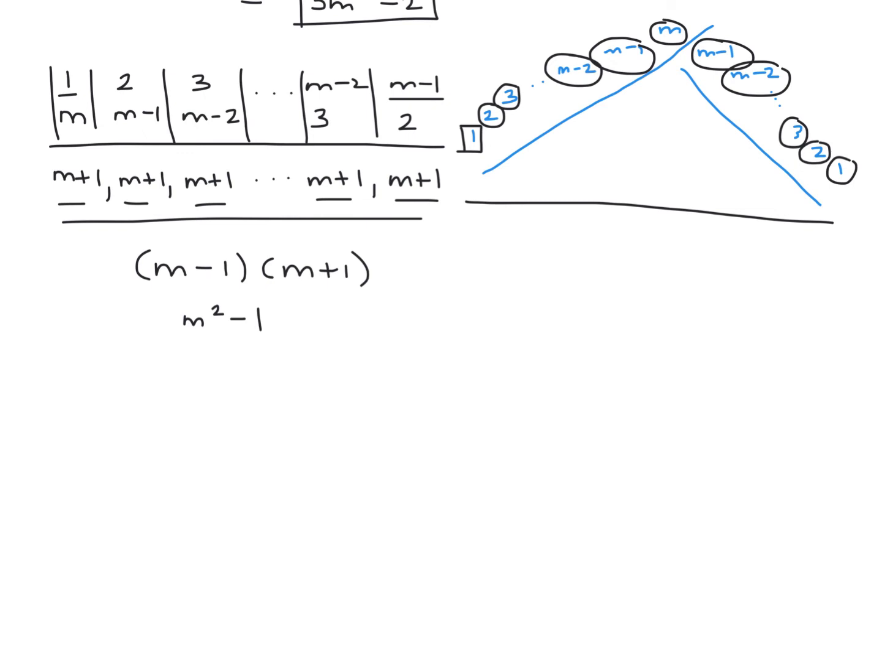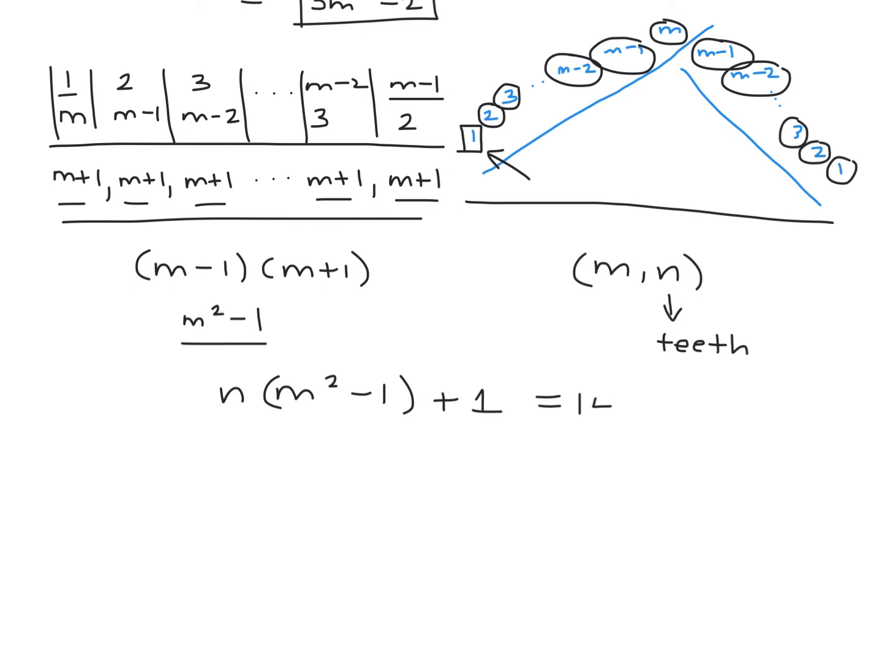But here's the thing. Each tooth has this sum, but there are n teeth, because we are told that the sawtooth pattern is (m, n), and n represents the number of teeth. So the total sum of all of the teeth would be (m squared minus 1) times n, the number of teeth. But then don't forget about that one that I didn't include. You've got to include that one, because otherwise it won't work out. All right? So hopefully that makes sense. And they have told you in the question that that is equal to 145.